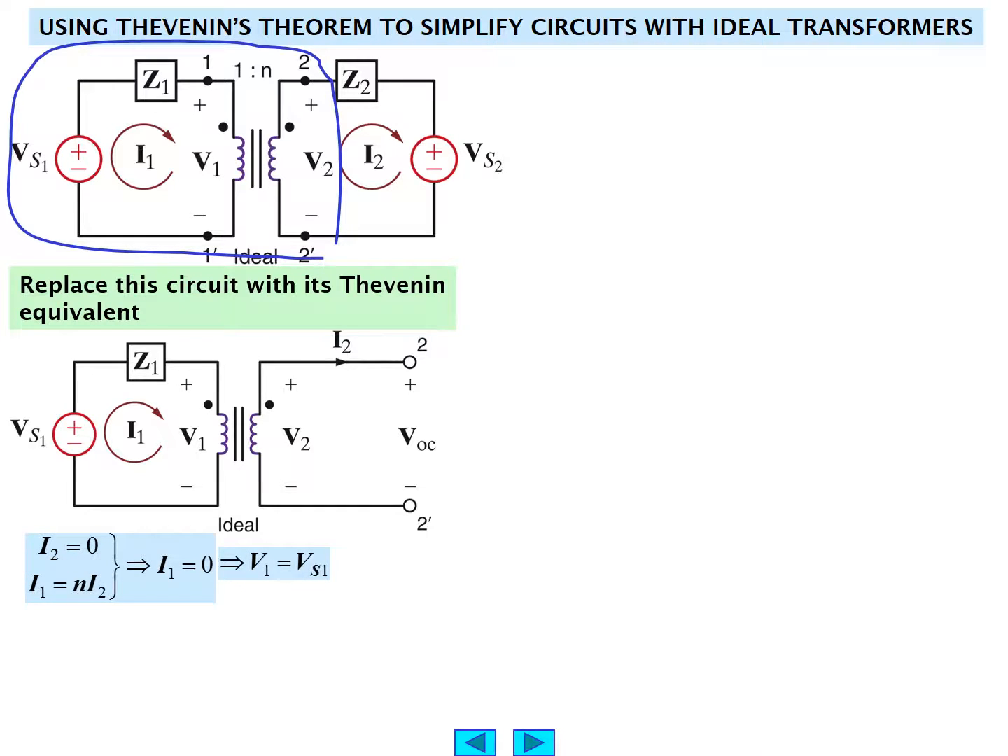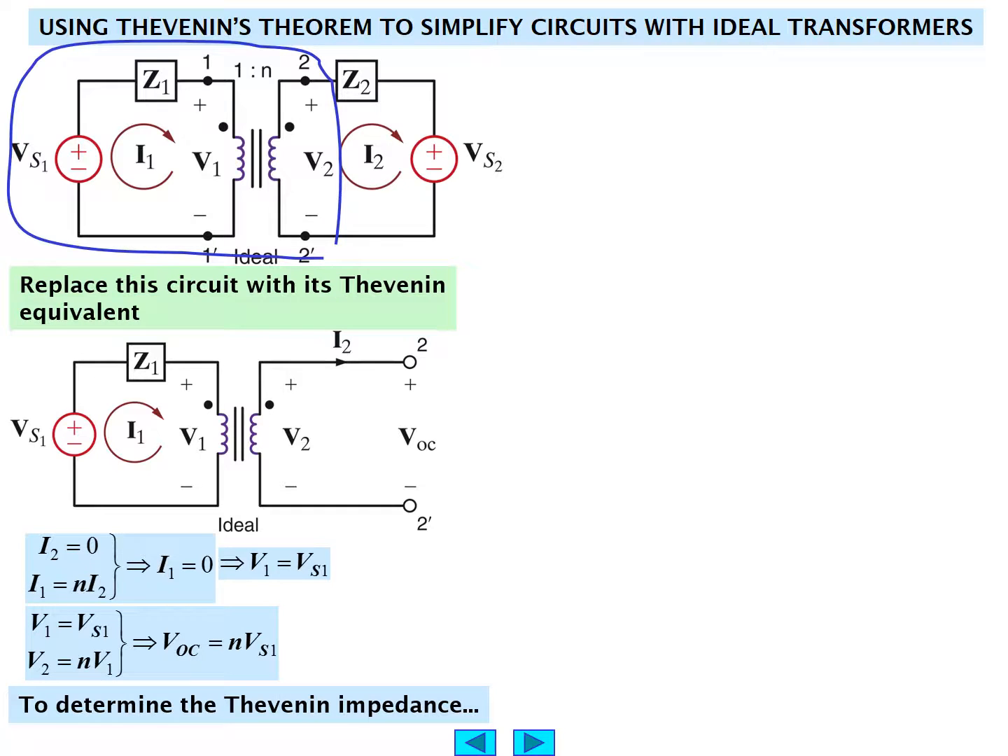That means that V1 has to equal VS1. That's the only way we can get I1 equal to 0. If I1 was not equal to 0, then we'd have a particular problem with the calculation. But in this case, it must be 0 because of the open circuit voltage. There's no circulating current required. And therefore, V1 opposes the source VS1, and V1 is equal to VS1 as a result. So V1 is equal to VS1, V2 is equal to NV1, therefore the open circuit voltage is NVS1.